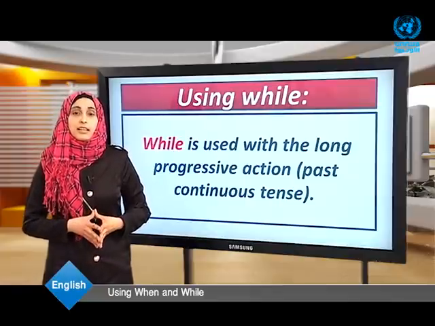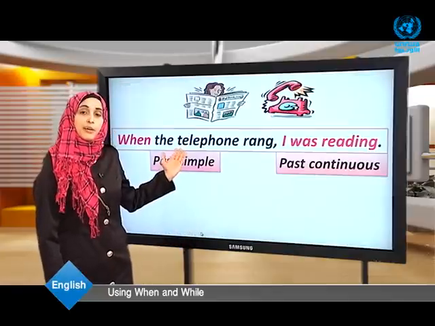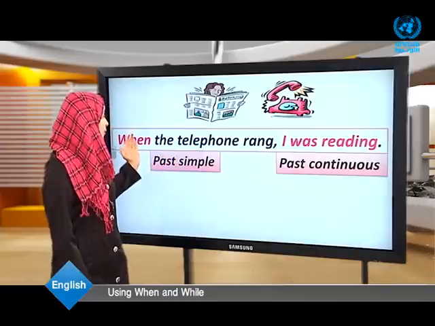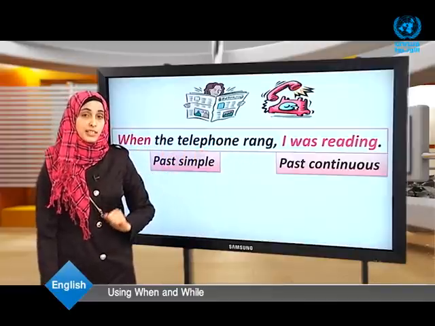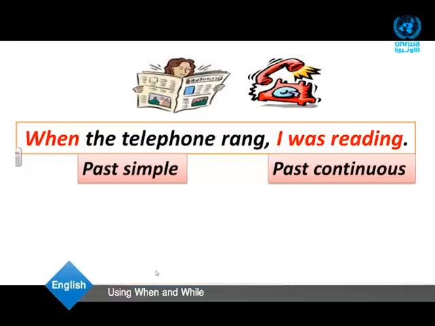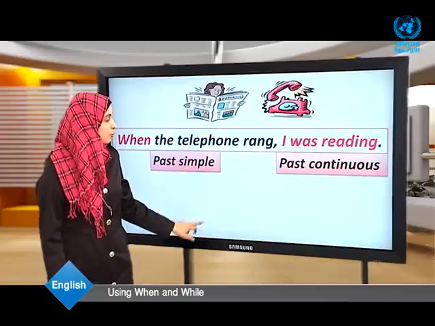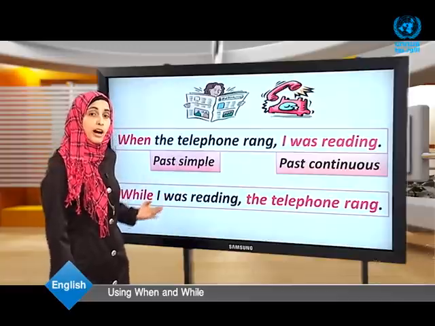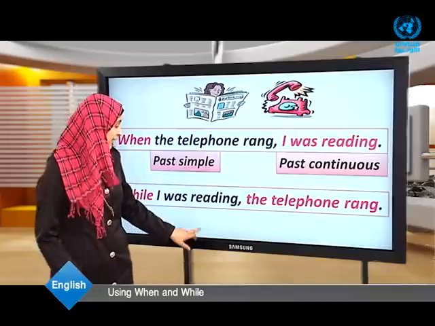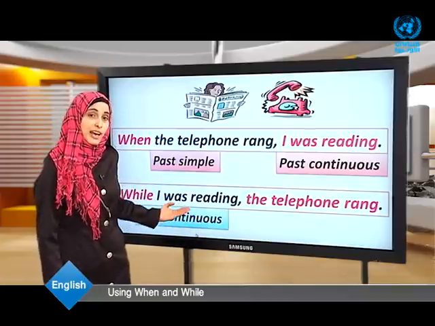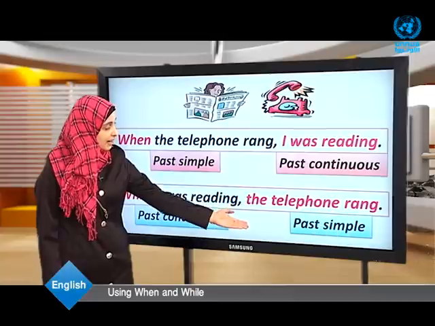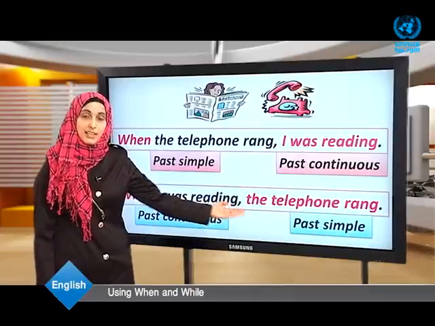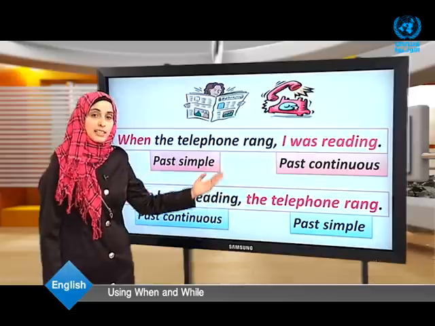Now, did you get that? Let's see some examples. Before, we have read this sentence like this. When the telephone rang, I was reading. We said we can join the sentences using when, past simple and past continuous. These are the two actions. Now, we can express the same sentence using while. Look here. While I was reading, the telephone rang. Here we have the past continuous tense, the progressive action after while, and here we have the action which interrupted the long action, which is the past simple, the telephone rang.